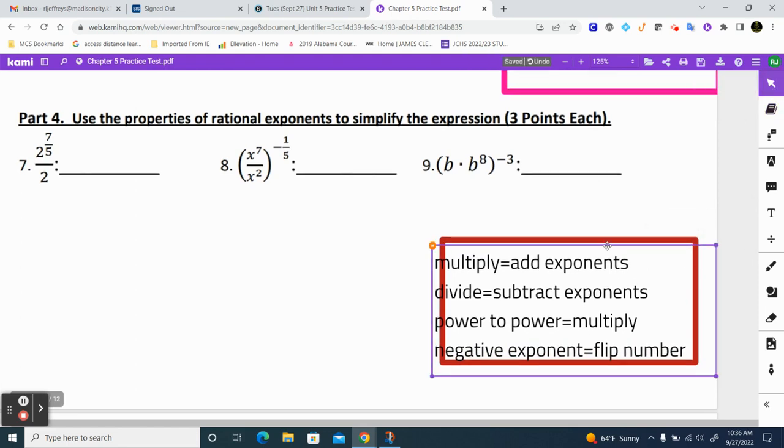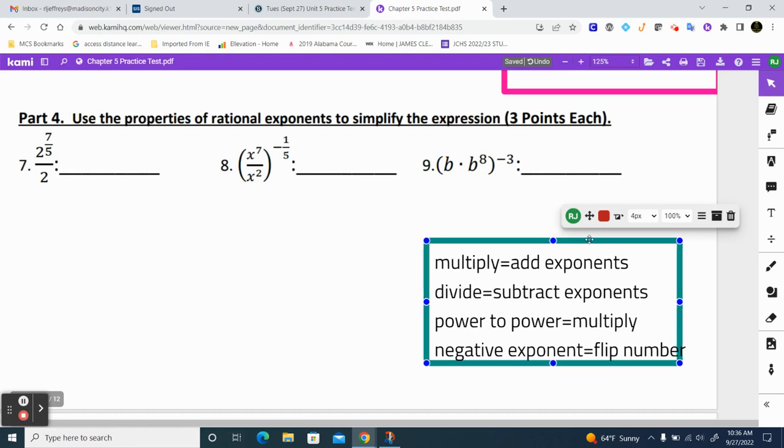Now, I don't know why. Oh, there we go. That's more better. All right. You're one to talk.